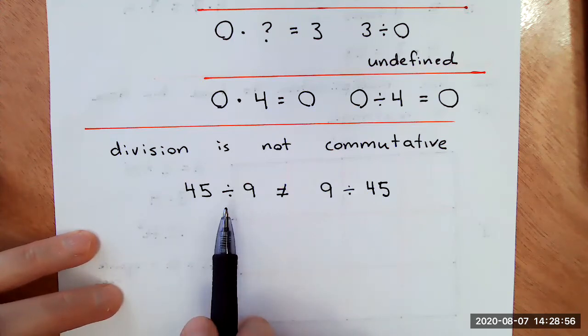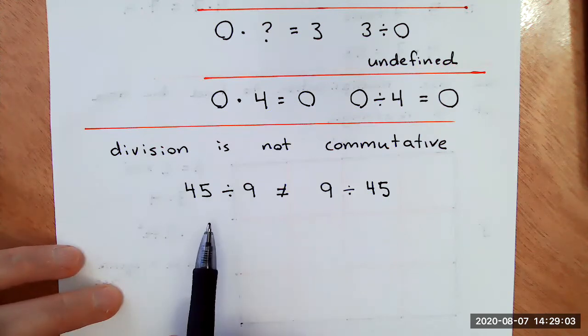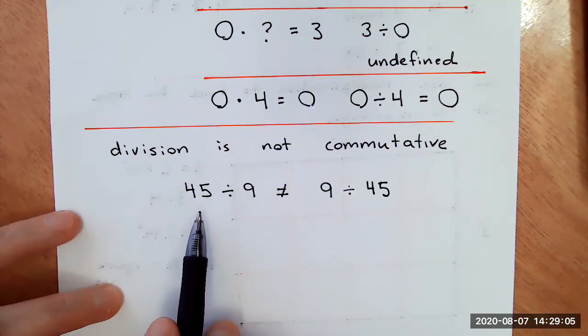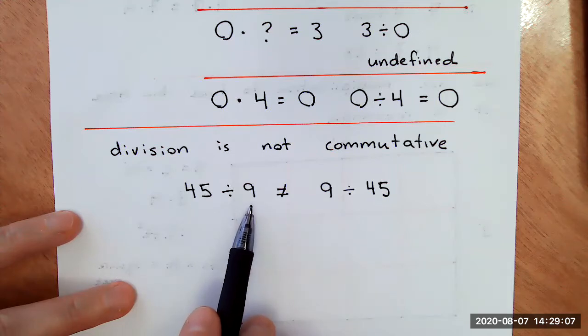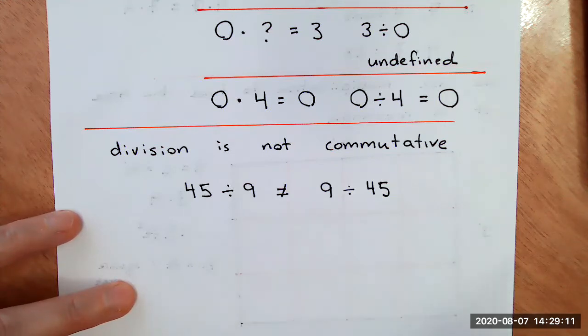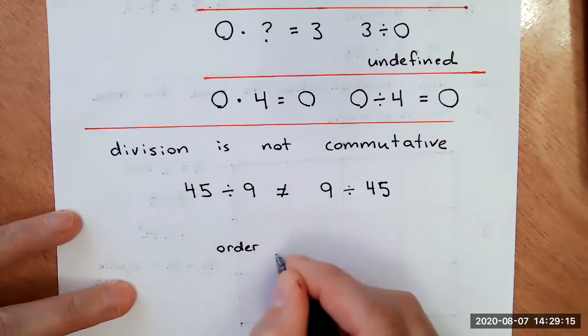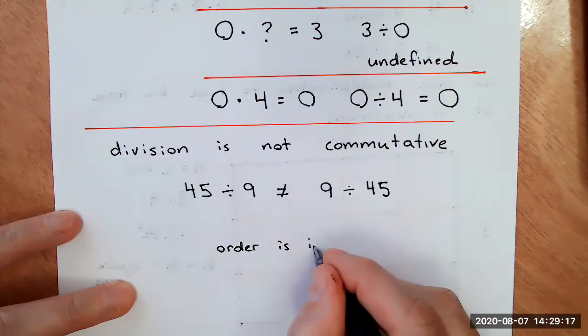So multiplication is commutative. You can multiply in any order, but division is not commutative. 45 divided by 9 is not the same as 9 divided by 45. So when dividing, the order is important.